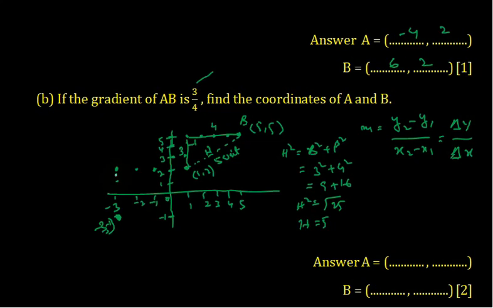This is the change in y, which is 3, and the change in x, which is 4. So this part and that part are equal, each 5, so it becomes 10. So the point A becomes (-3, -1), and B becomes (5, 5).